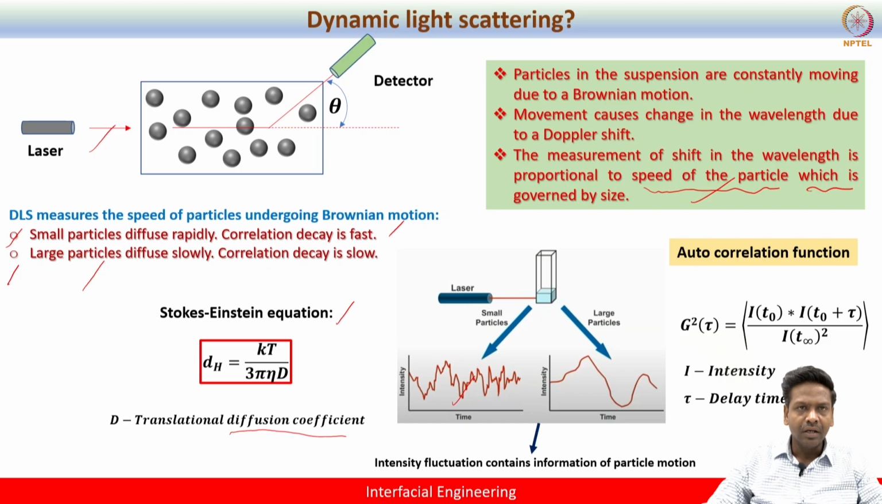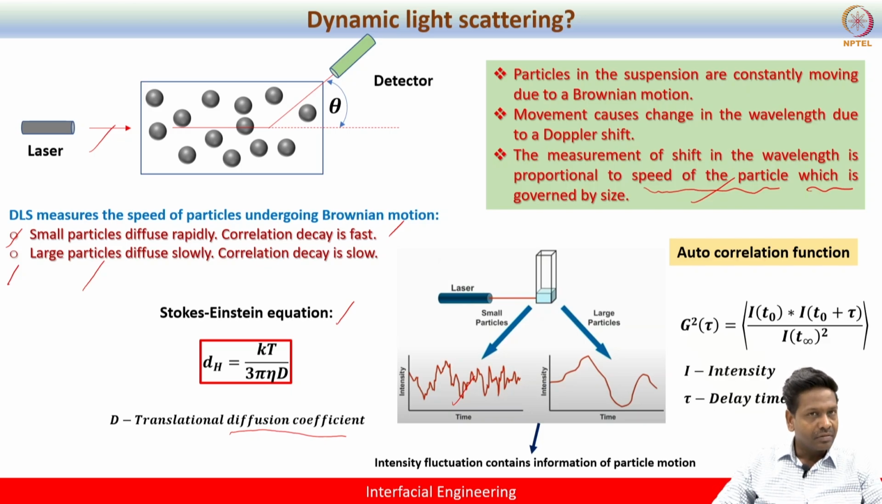There is something called constructive interference and destructive interference. Whenever these particles scatter the light, if the scattered light is in phase, we call that constructive interference. If the scattered light is not in phase, we call that destructive interference. In the case of constructive interference, there will be an increase in intensity. In the case of destructive interference, there will be a decrease in intensity.